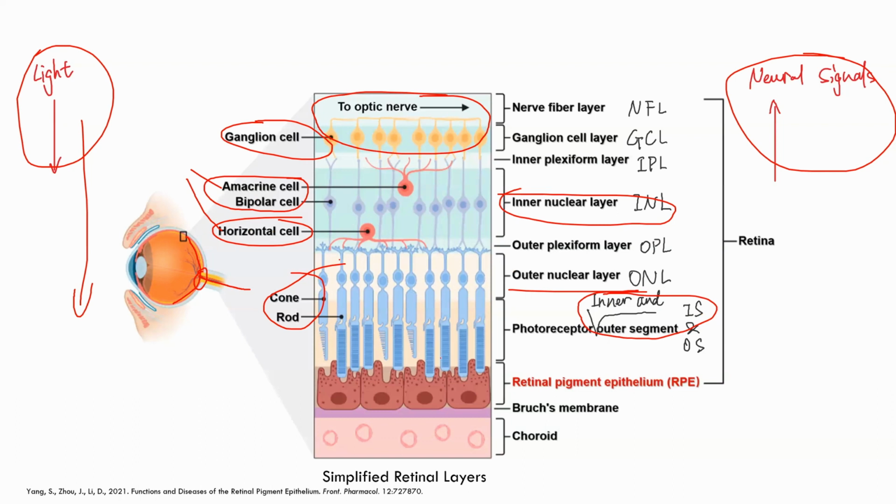There are two types of photoreceptors. They're labeled here. They are cones and rods. Rods are responsible for what is called scotopic vision, which simply means promoting vision under low light level conditions. They do not usually function during daytime because during daytime you are usually in conditions of high light levels.